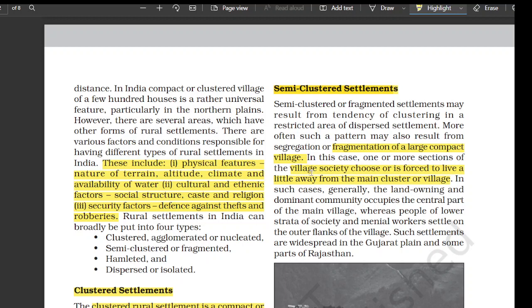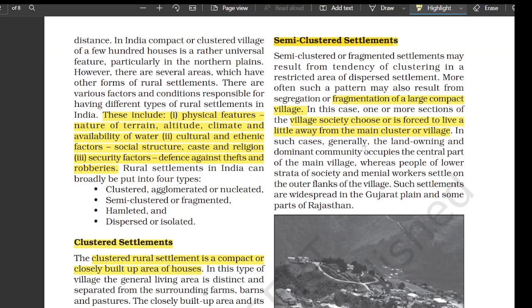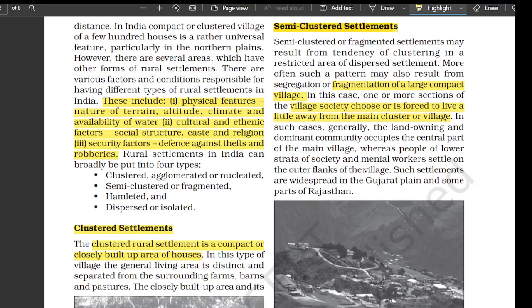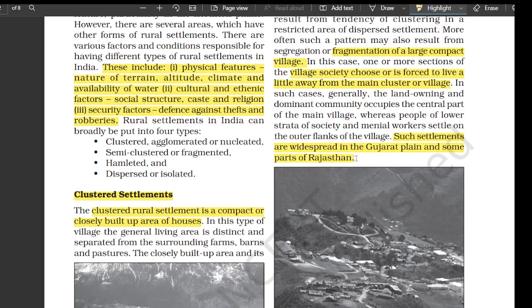In such cases, generally, the land owning and dominant community occupies the central part of the main village, whereas the people of lower strata of the society and menial workers settle on the outer flanks of the village. Such settlements are widespread in Gujarat plain and some parts of Rajasthan.